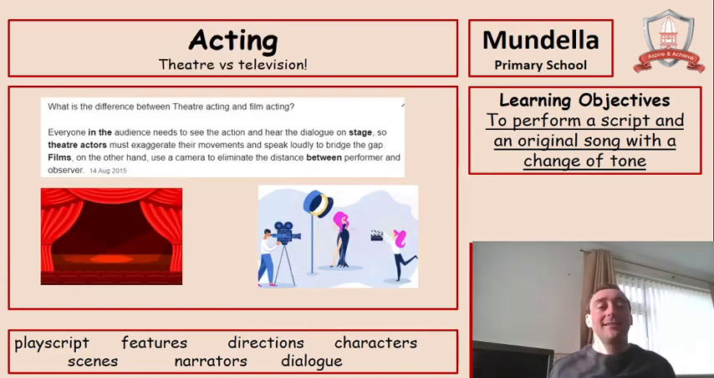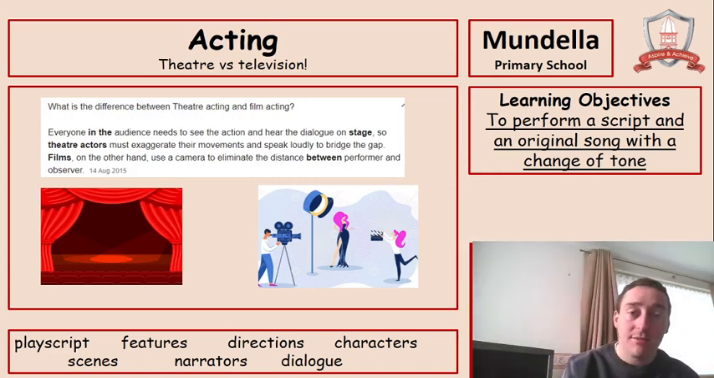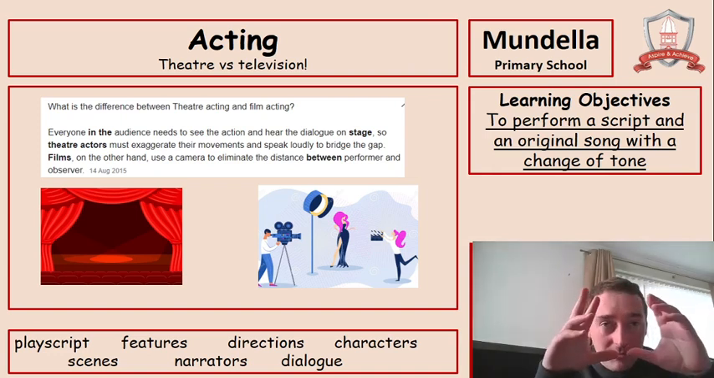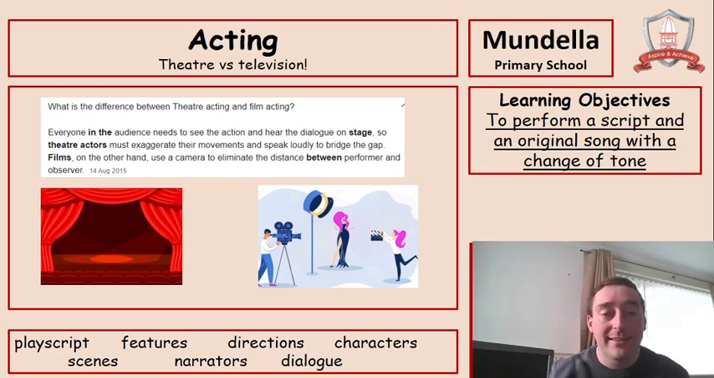Okay, we're going to act, aren't we? And we need to know how to act. Well, there's a difference between acting on stage in theatre and acting on the television, film acting, or in the cinema. And we're going to be focusing on theatre acting, which means that everybody can see much more of us on stage. You can see the whole body, so you have to act with your body as well as just your face. Whereas a camera can zoom in on your face and you don't have to talk as loudly.